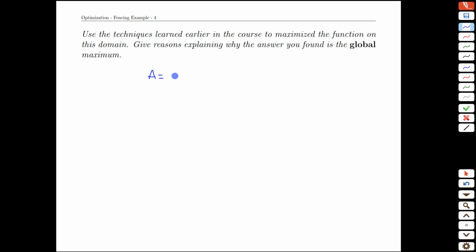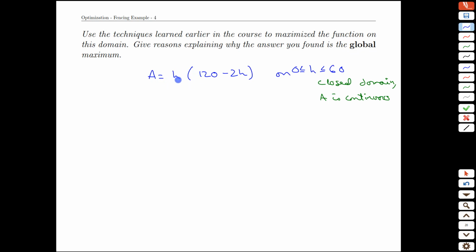So we have our area, which is equal to h times 120 minus 2h. And this is on the domain h is between 0 and 60. So note that this is a closed domain, and A is continuous on it. I can plug in any value of h here. There's not going to be any weird discontinuities. These things are going to help us when we go to prove that whatever optimum we find is actually the global optimum out of all the possible choices.